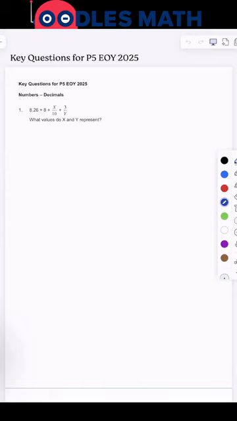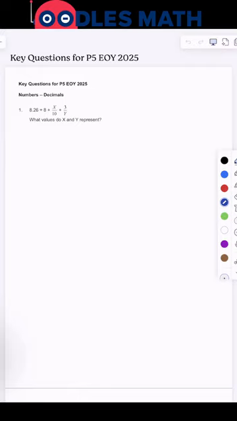Now let's take a look at the first question here. This question is related to the topic of decimal numbers. So let's take a look at the question. It reads: 8.26 is equal to 8 plus x over 10 plus 3 over y. And we are supposed to find what values x and y represent.